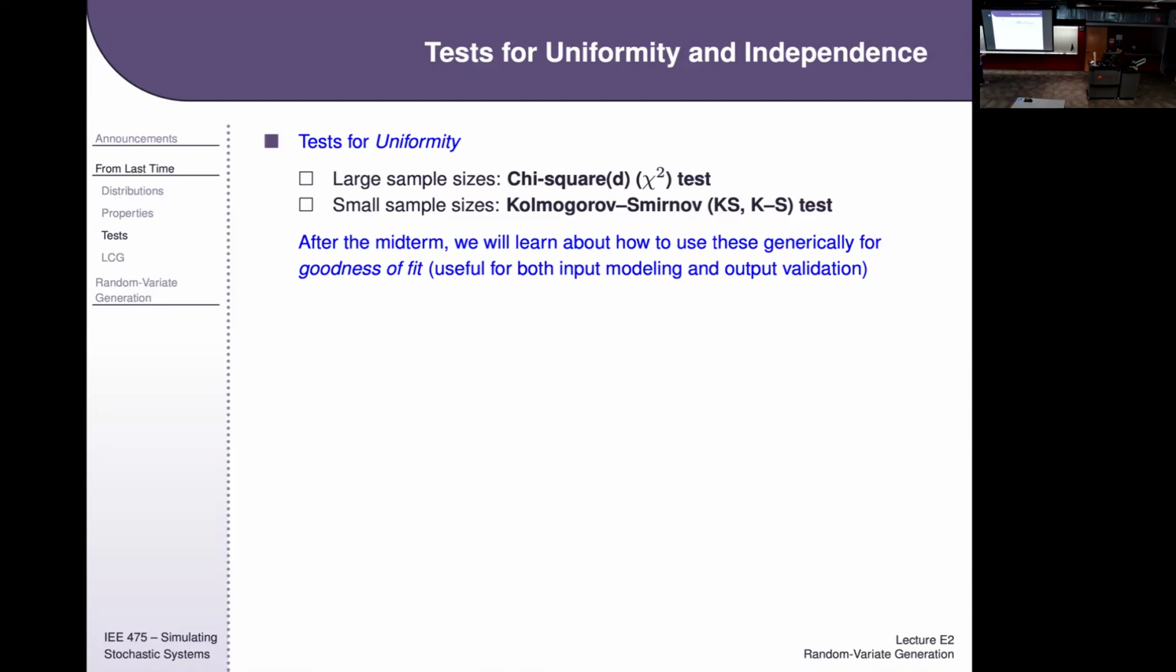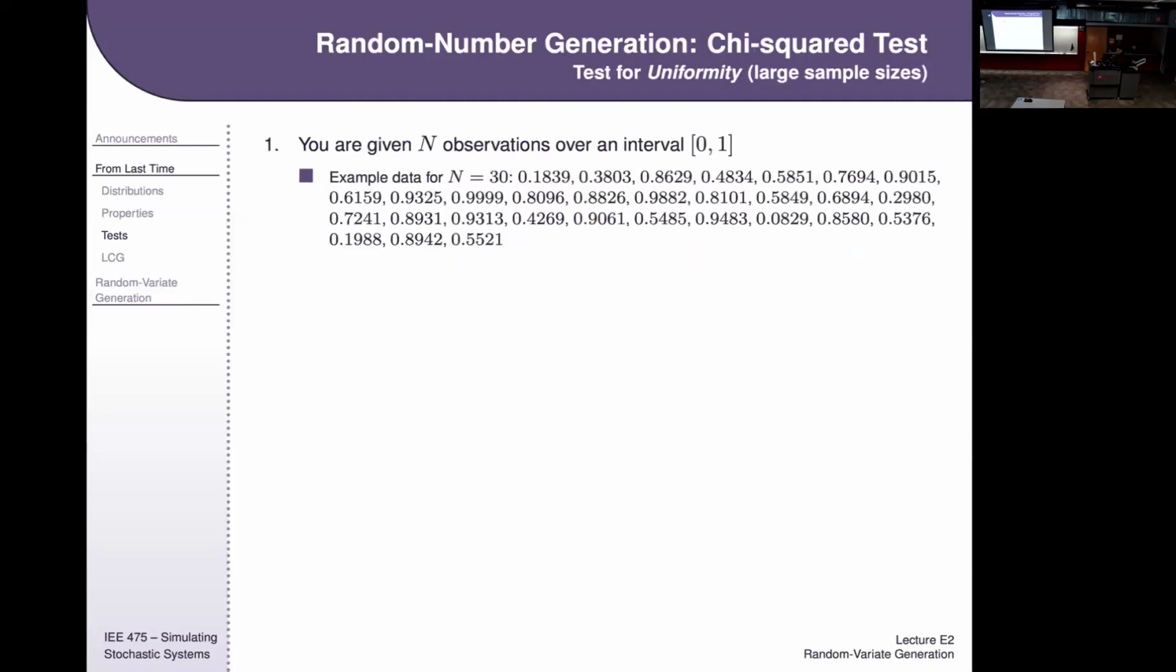You've hopefully, this is again a review from 380, and then you've had some practice at this in your homework. So we're going to do both today. The idea here is, let's say somebody gives you 30 numbers like this, and they say this is from a random number generator. We don't know if it's good or not.